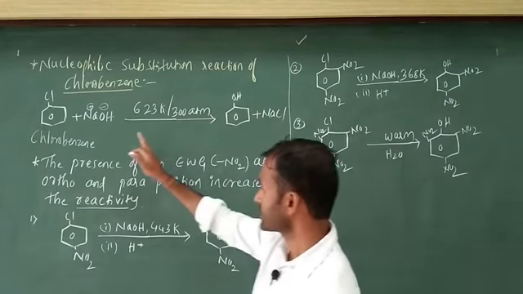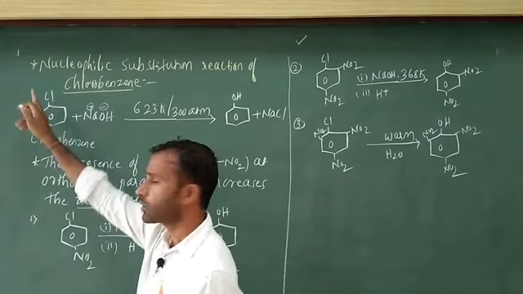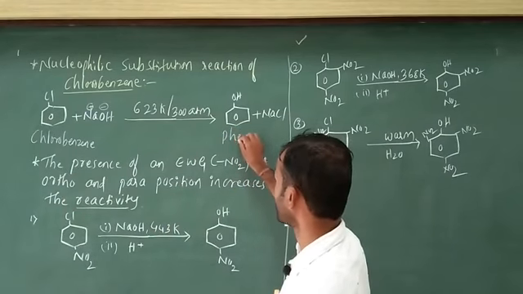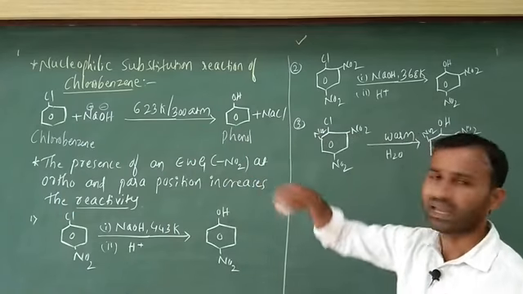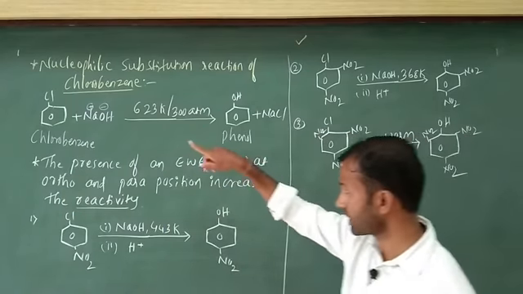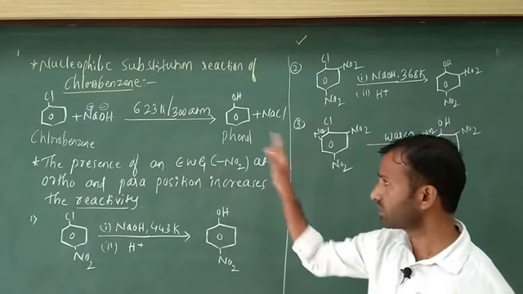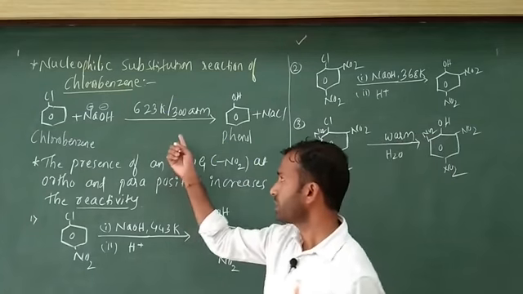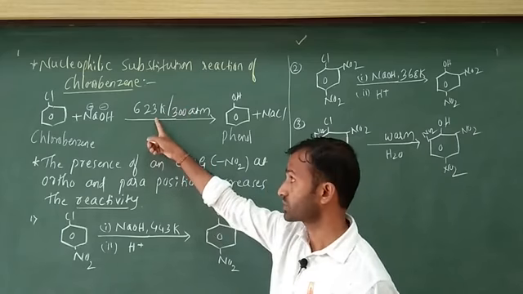Here this OH minus is going to attack this position, and the Cl will go out directly. The product formed is phenol, plus release of NaCl. The Cl goes out as Cl minus. This is the mechanism, the reaction of nucleophilic substitution for chlorobenzene. Bear in mind, the important condition, you must and should maintain the condition, high temperature in this case.